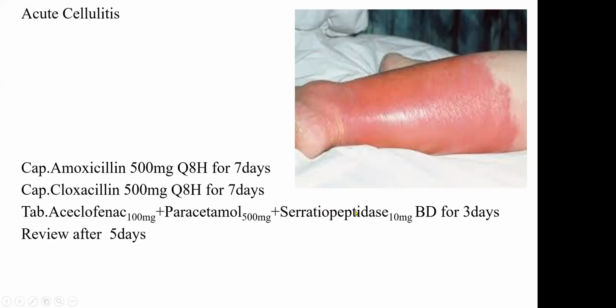If you are giving serratiopeptidase, the pain and inflammation will be reduced along with the aceclofenac and paracetamol, and in between the tissue, all those collections will be reduced because this is proteolytic. So that is serratiopeptidase. This combination has to be BD for 3 days, and we have to review after 5 days. So there is a course of antibiotic and analgesic anti-inflammatory for acute cellulitis. Okay, now you can write down the prescription.